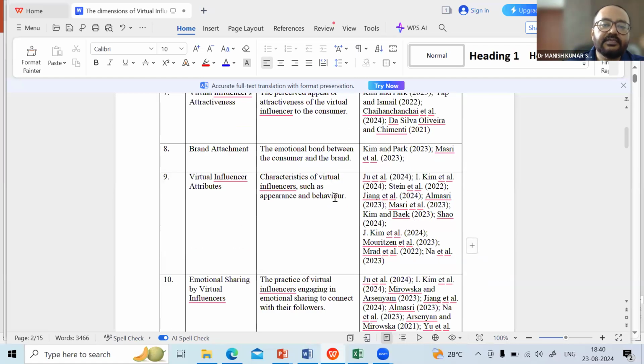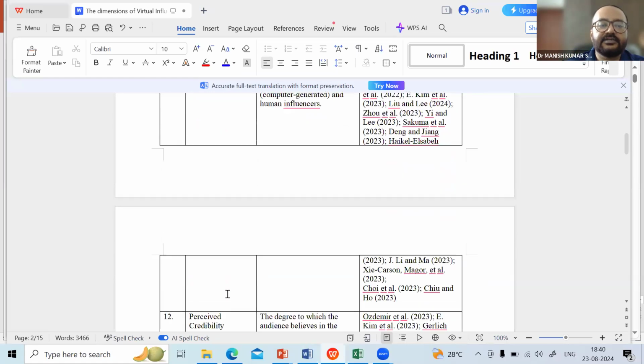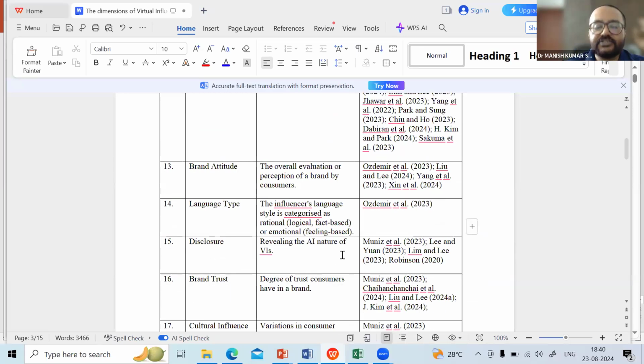Suppose we have found all the factors, around 32 or 30 factors, which improve the performance of virtual influencers. For example, disclosure: if you disclose in your virtual influencer marketing, it will improve people's perception. In TISM, we work on variables, and I'll tell you about that. But first, it is important to find either enablers or barriers, so we have to find some factors related to that.